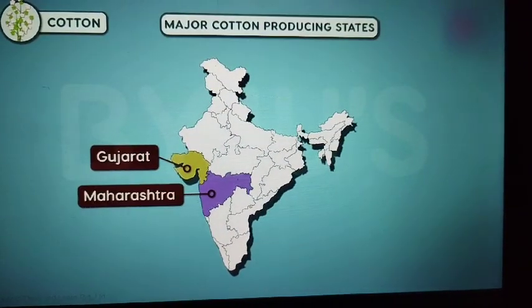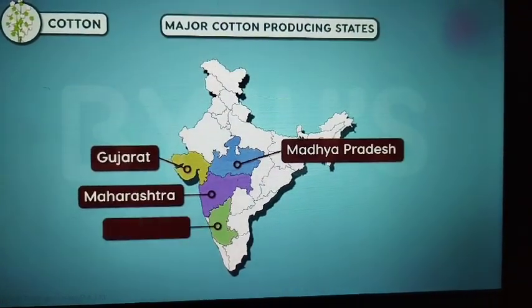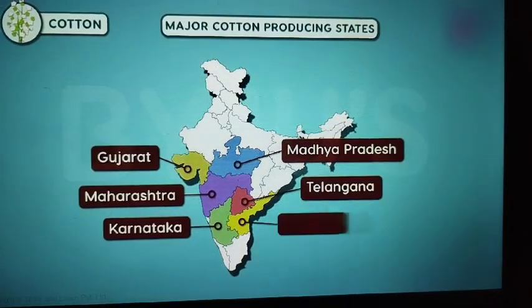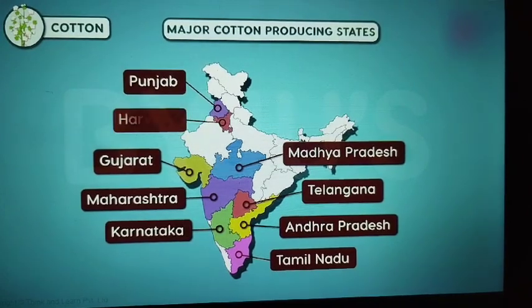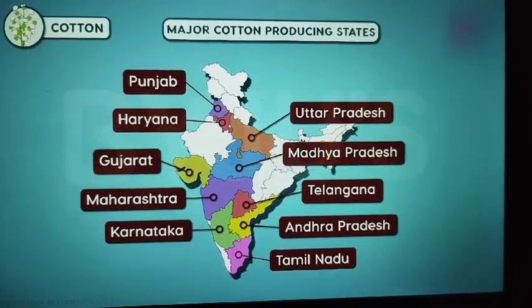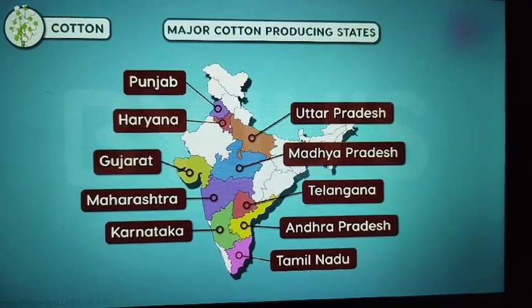Gujarat, Maharashtra, Madhya Pradesh, Karnataka, Telangana, Andhra Pradesh, Tamil Nadu, Punjab, Haryana, and Uttar Pradesh are major cotton producing states in India.